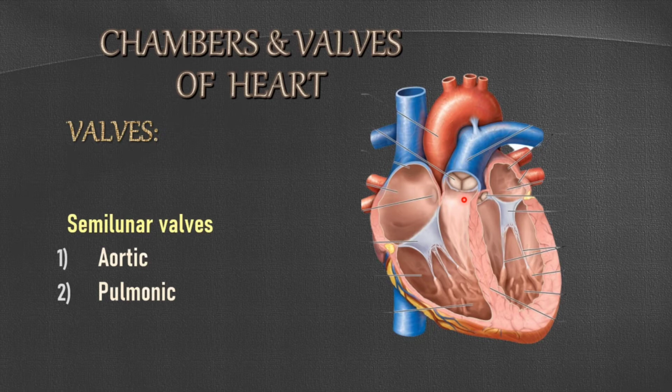So we have two types of valves, AV valves and semilunar valves. The AV valves are the right and left AV valves, which are tricuspid and bicuspid. The bicuspid valve is situated on the left side, most commonly known as the mitral valve. The tricuspid valve is situated on the right side, whereas the pulmonary and aortic valves are the semilunar valves.